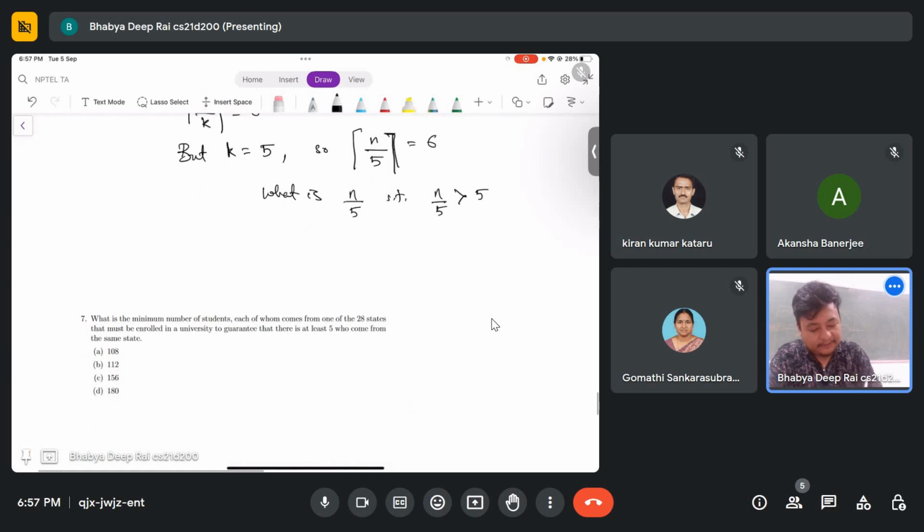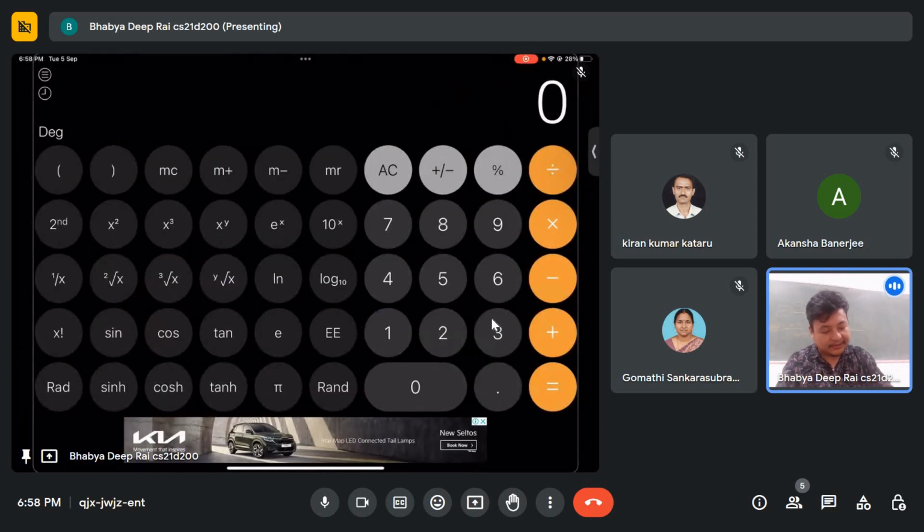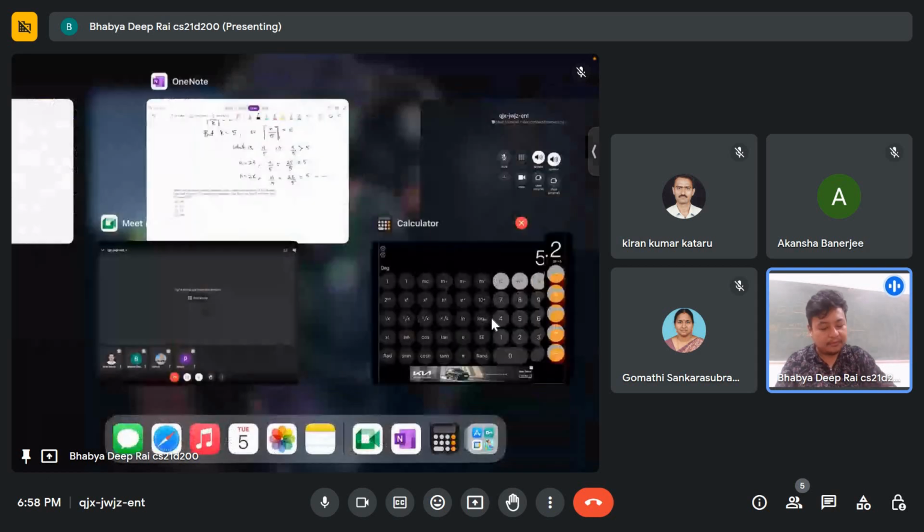If I do n equals 25, then n by 5 equals 25 by 5, which is equal to 5. But we need something strictly greater than it. But n is an integer. Remember, we cannot do something like 25.5, 25.6, and so on. We need to look for n equals 26. We add one more, and n by 5 equals 26 by 5, which is 5 point something. Or we can even see it in the calculator. 26 by 5 is 5.2.